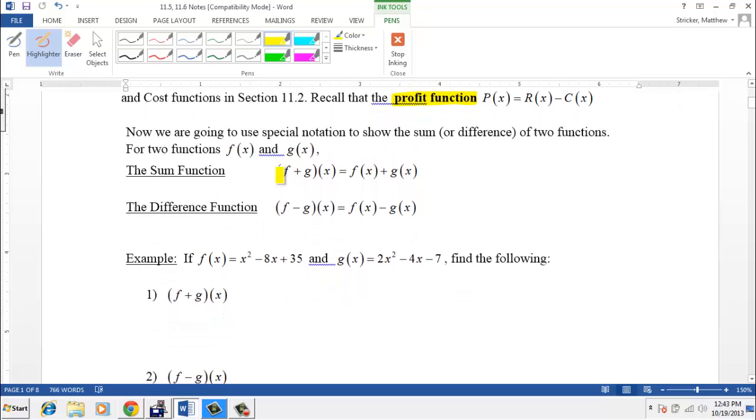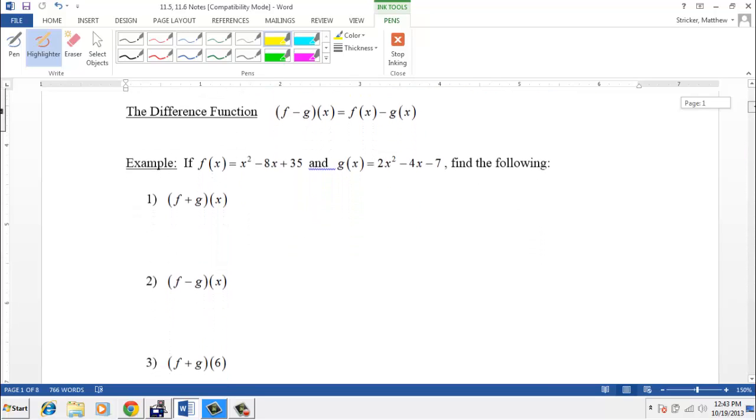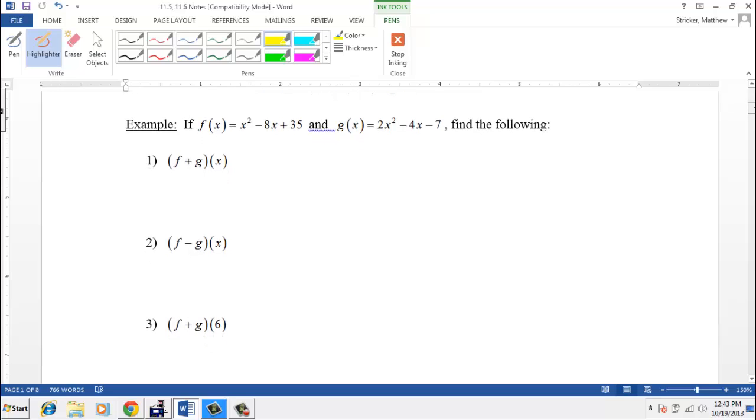If you see f plus g of x, again, this is not f plus g times x. This is function notation. It's the sum function. F plus g of x is equal to f of x plus g of x. And then f minus g of x is equal to f of x minus g of x. And we could do this with a couple of examples.